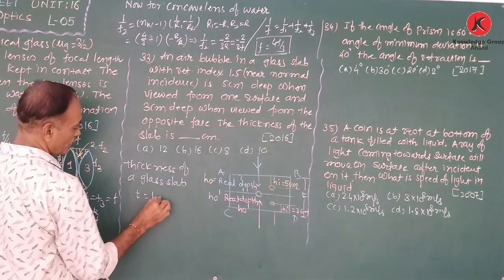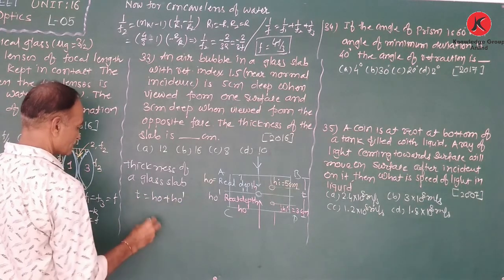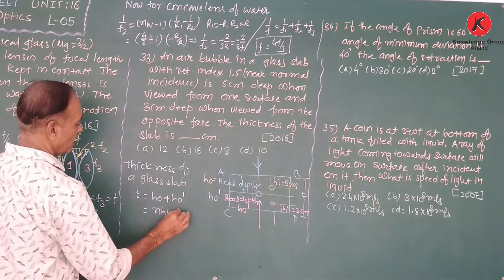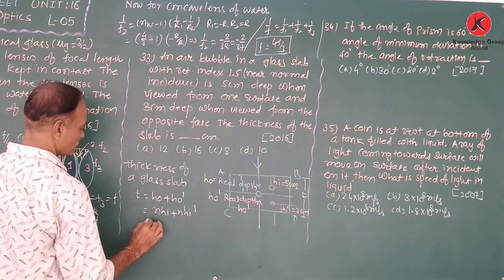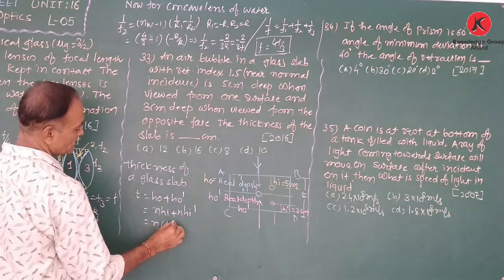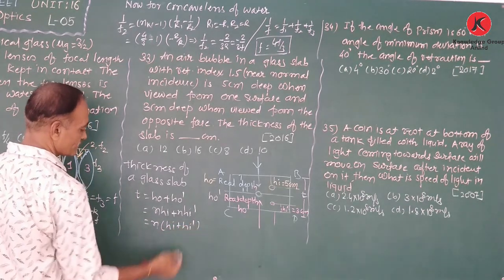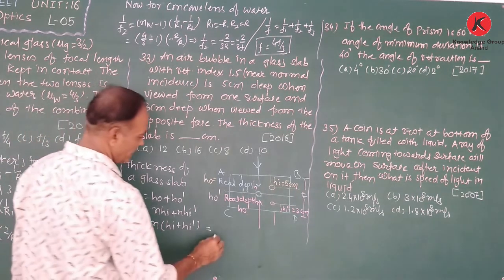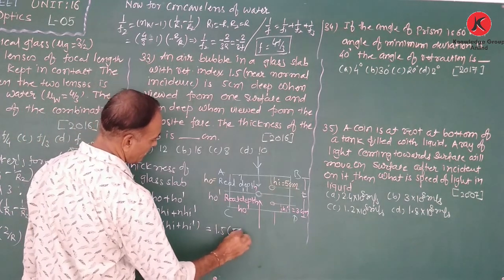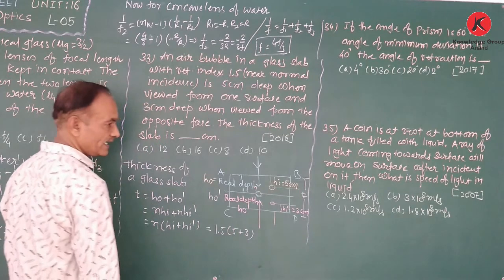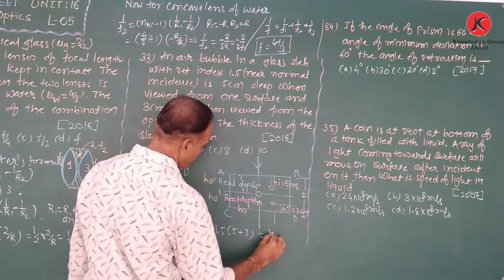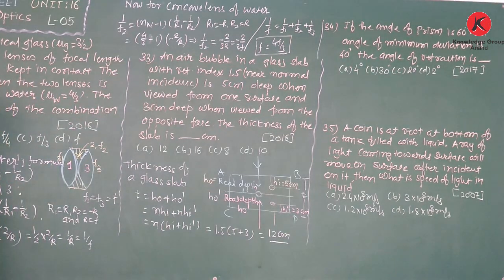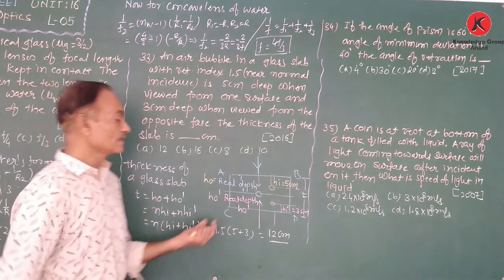T is equal to HO plus HO dash, which is equal to NHI plus NHI dash, in common N times (HI plus HI dash). N is given, the refractive index of the glass is 1.5. Here 5 plus 3 is 8. Therefore 12 centimeter is the answer. Now listen.